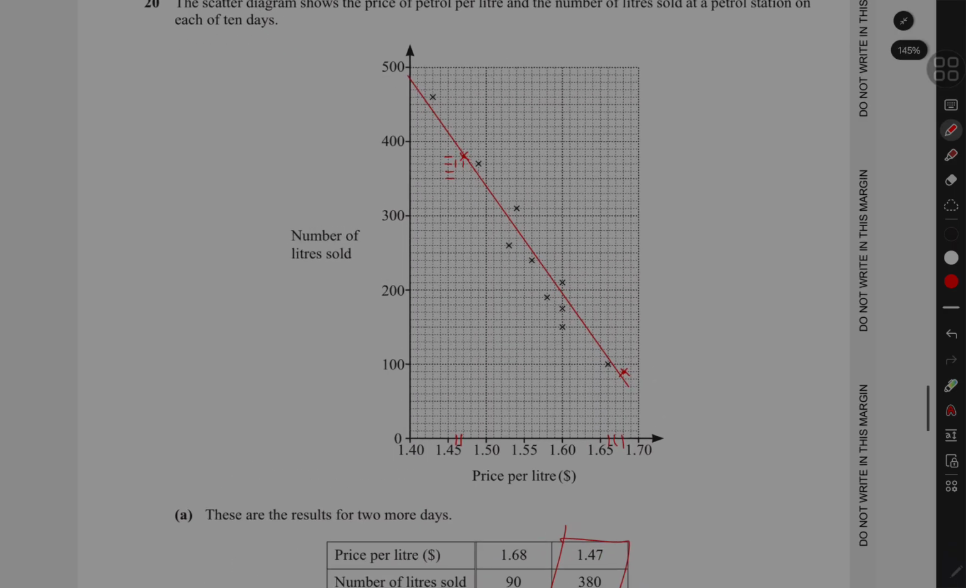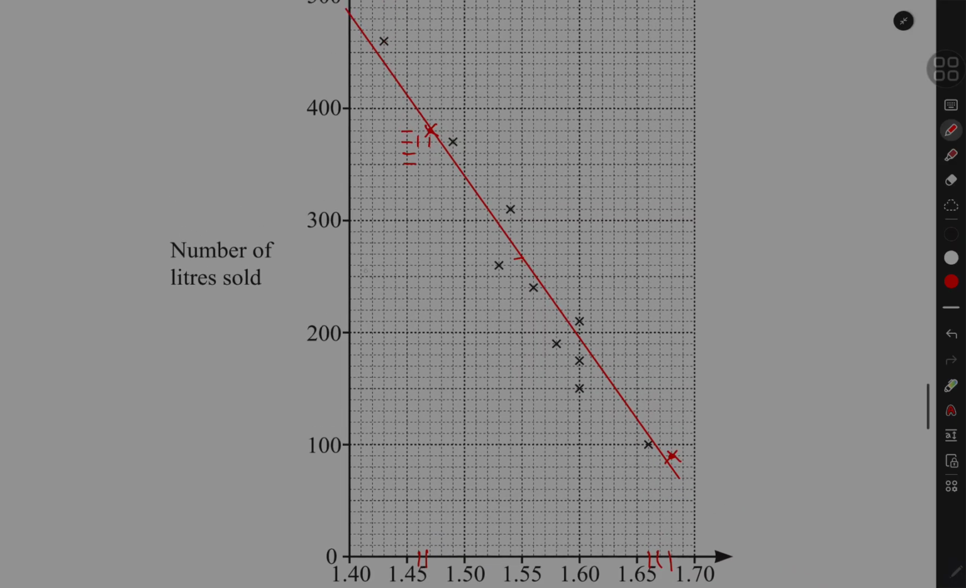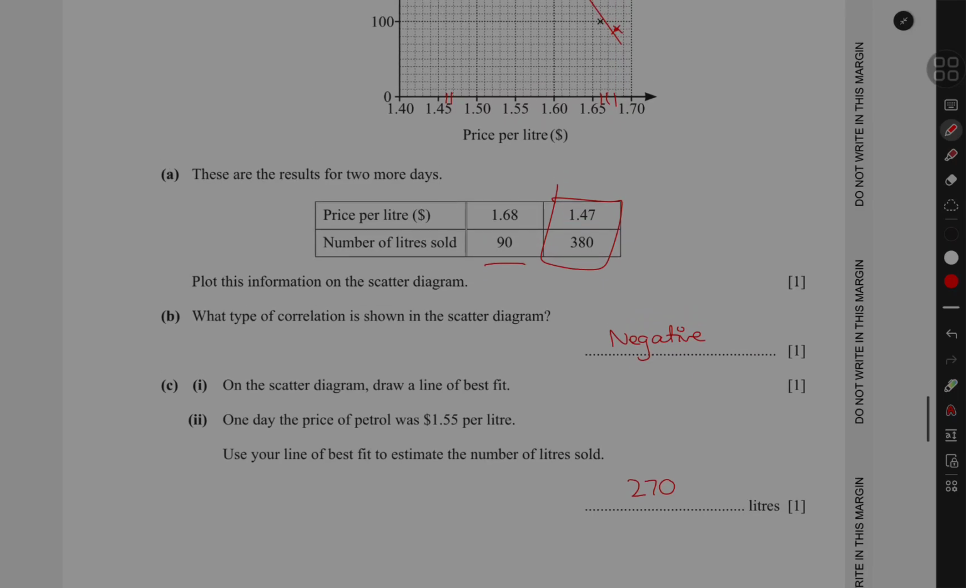Okay, so 1.55 is the point here. That is 260, 250, 260. I would say 265, 270. Let's just say 270. That's 270. Okay. Now I think I have a good answer.